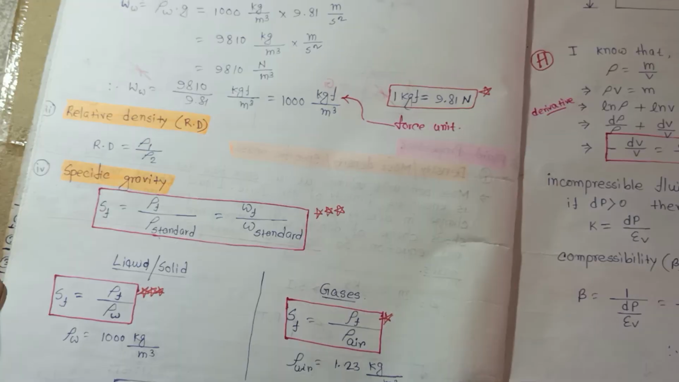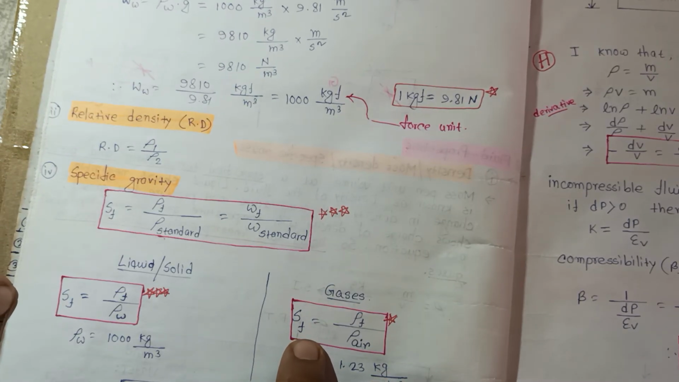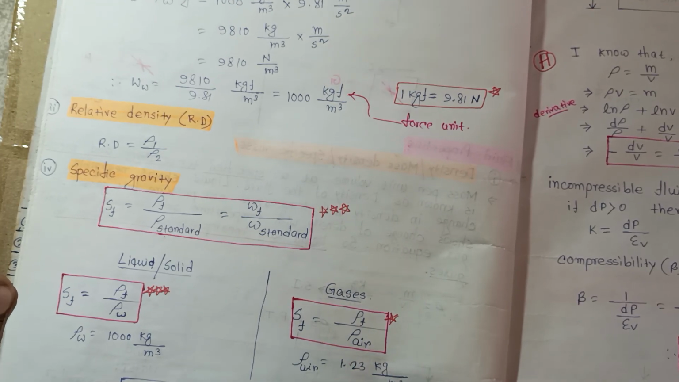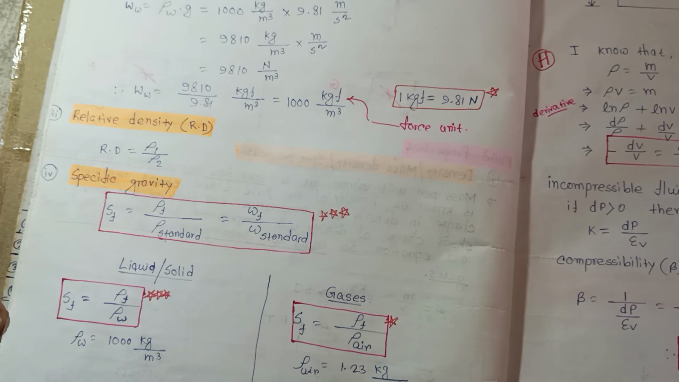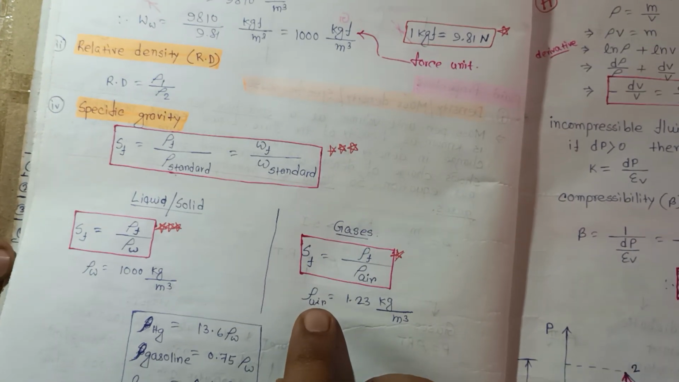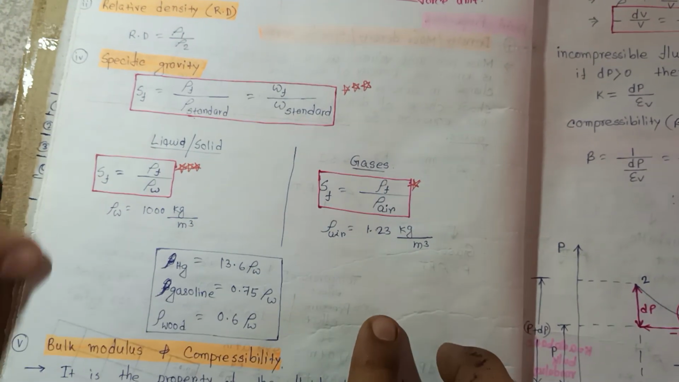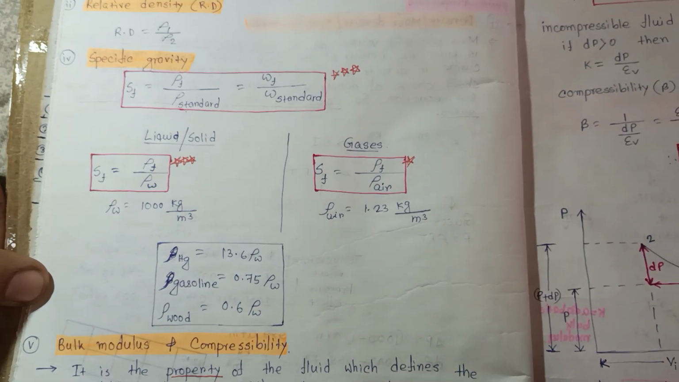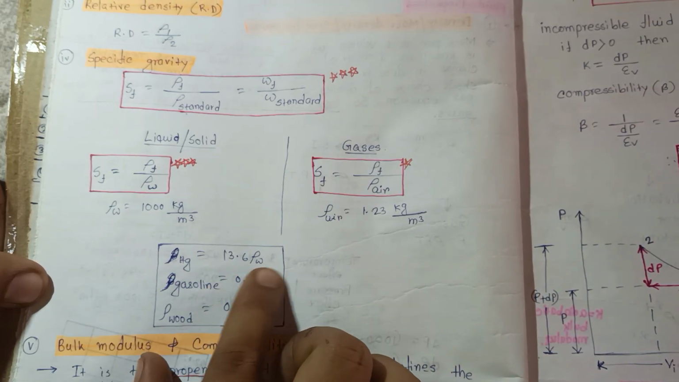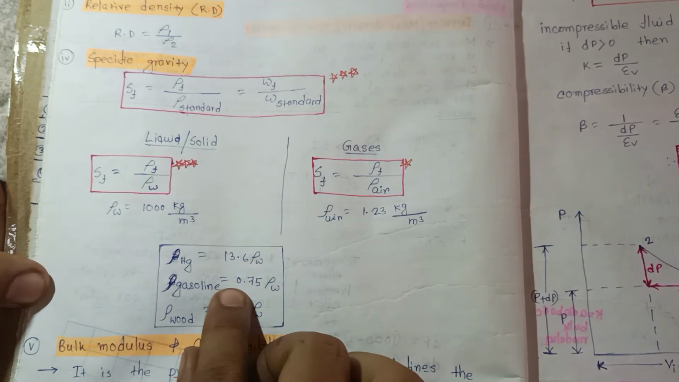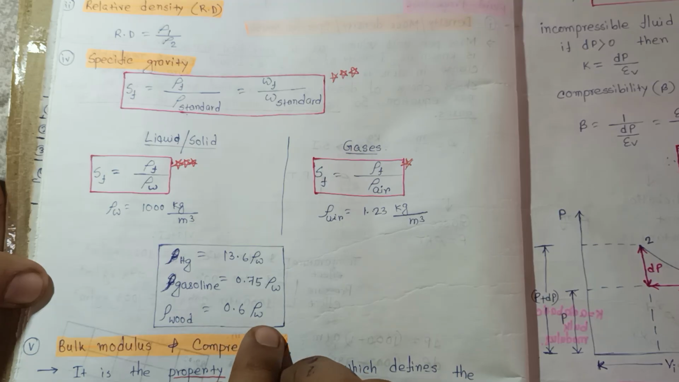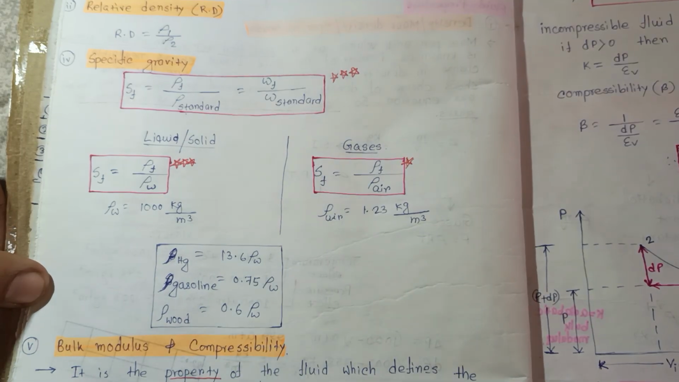And for gases, the specific gravity SF is equal to rho f by rho of air, and the density of air is equal to 1.23 kg per meter cube. So remember this data. Density of Hg is equal to 13.6 into density of water. Density of gasoline is equal to 0.75 density of water, and density of wood is equal to 0.6 density of water. So remember this data.